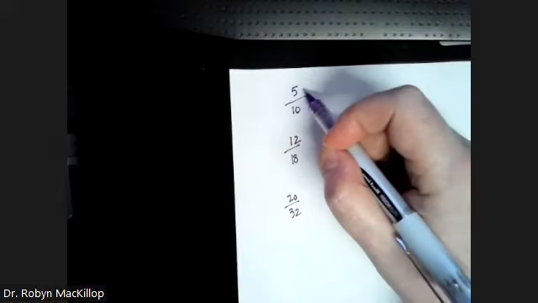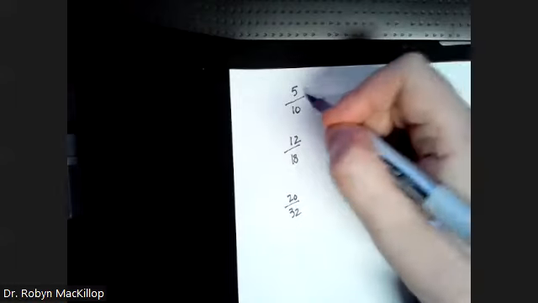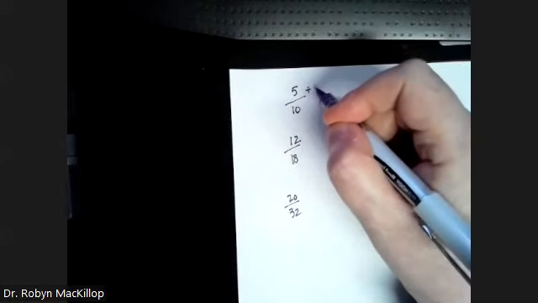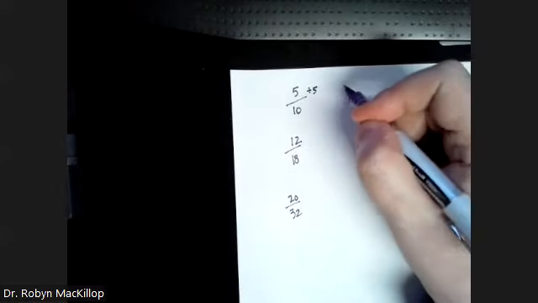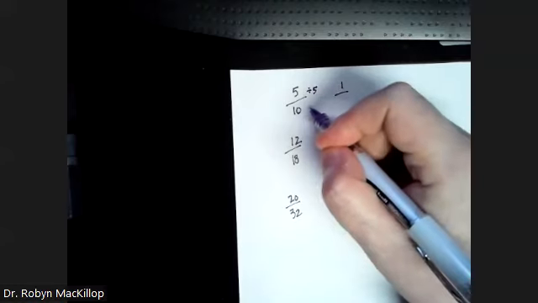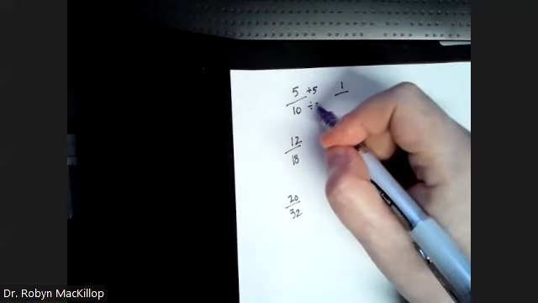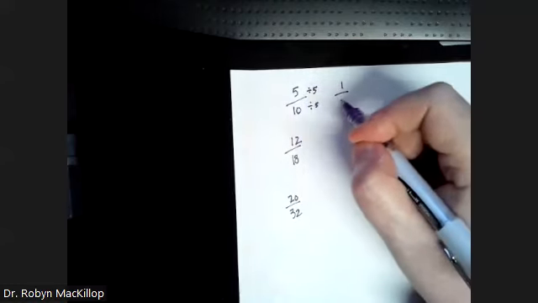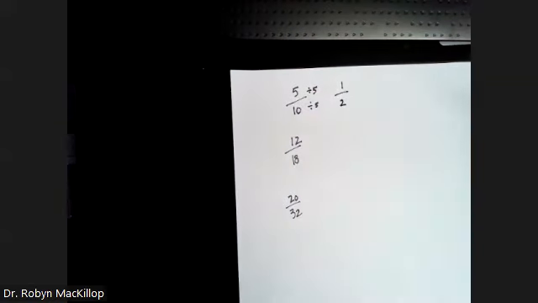So 5 divided by 5 is 1, and 10 divided by 5 is 2. So 5/10 is equivalent to 1/2. And 1/2 is the answer that will be on your test.